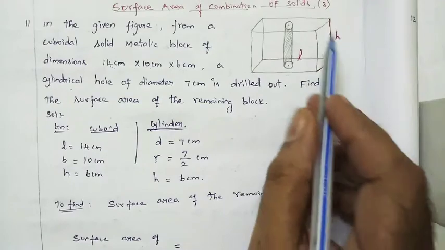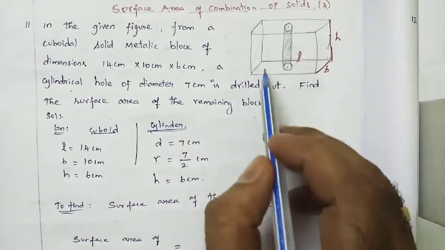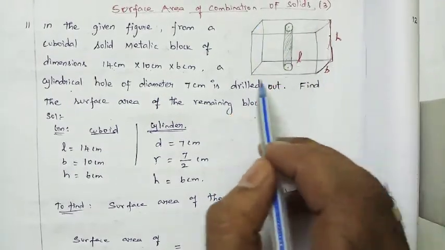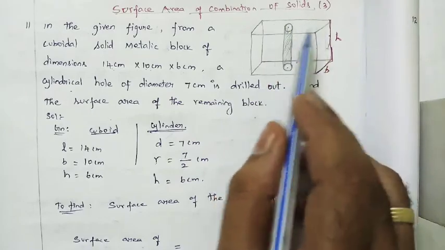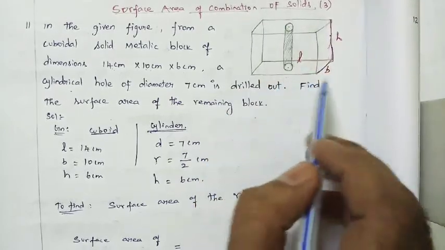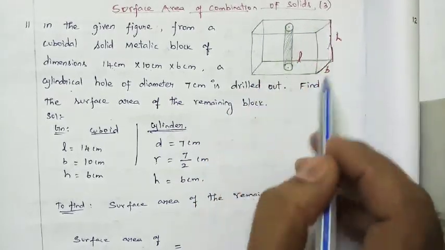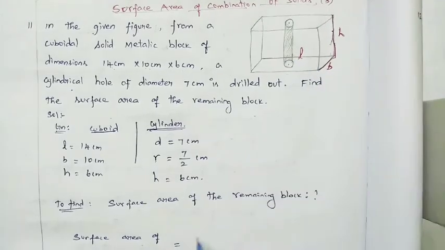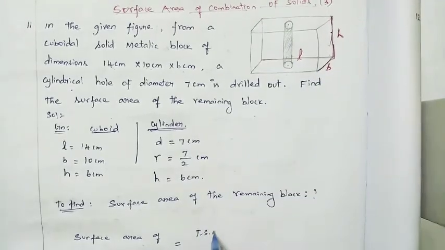Calculate the area one by one. First, I'm taking the total surface area of a cuboid, right? All six faces we are painting. So it's the TSA of the cuboid.